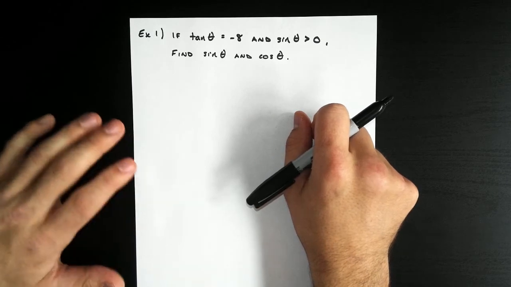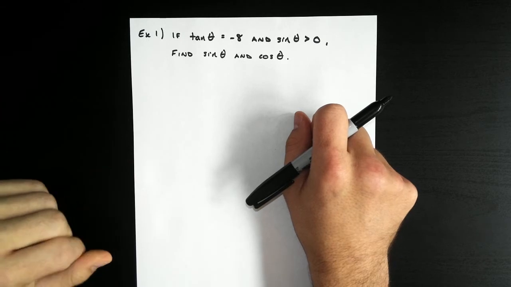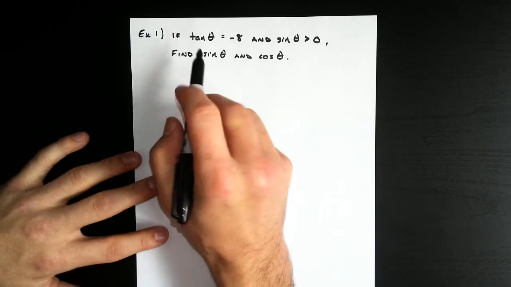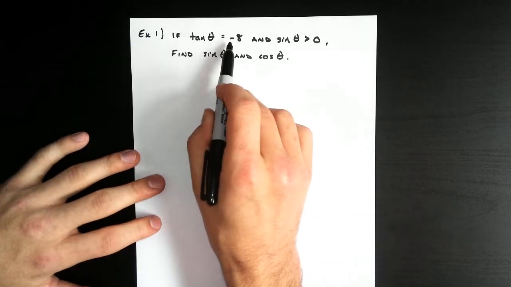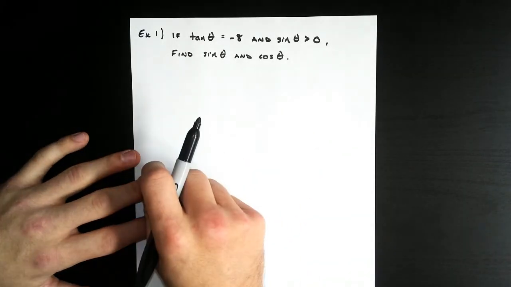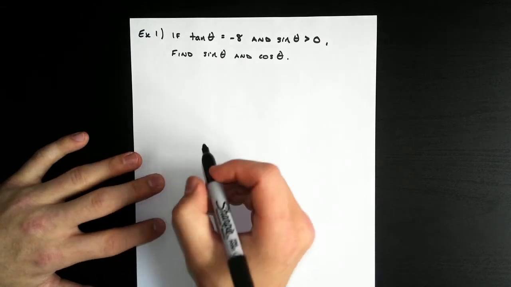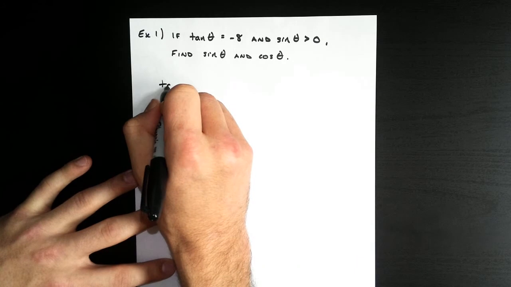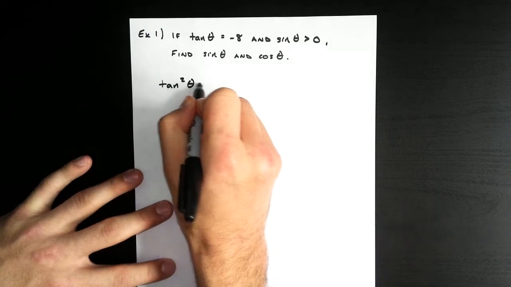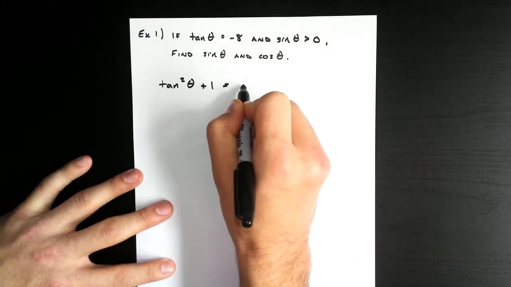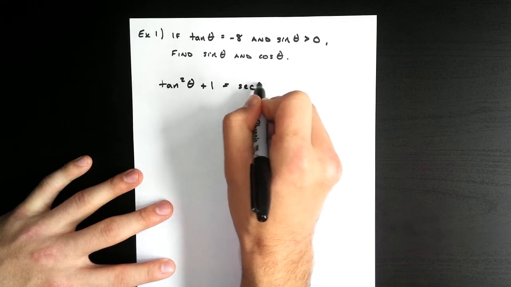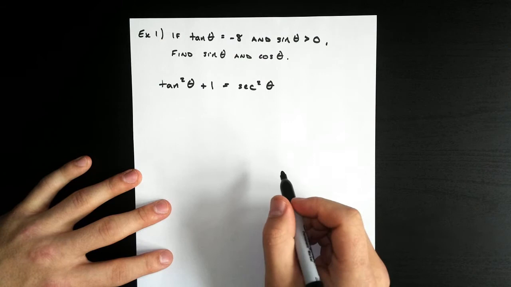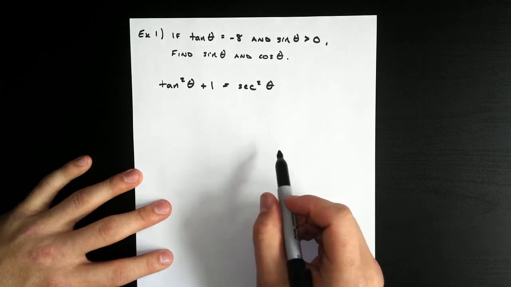Okay, so there are multiple ways to do this. But as I said, I want to use the Pythagorean identities to help us out. So because I'm given the value for the tangent of theta, I'm going to start with our Pythagorean identity that involves the tangent. And that is the tangent squared of theta plus 1 is equal to the secant squared of theta. Okay? So now, let's plug in what we know.